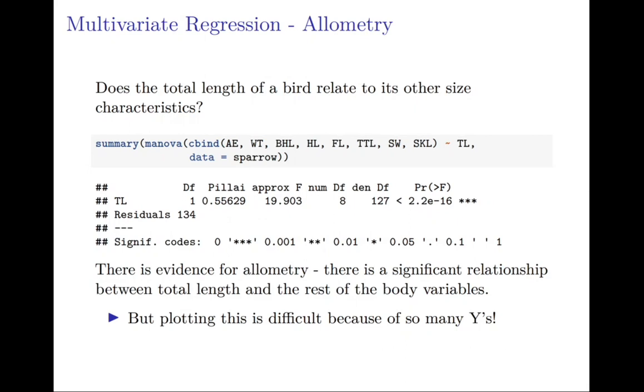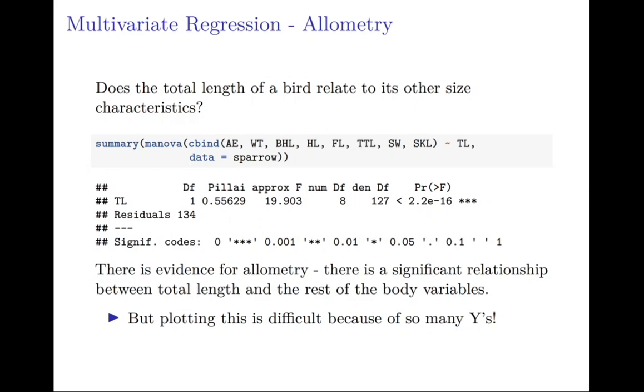So we're going to c-bind all of our variables except for that total length, because we want to know if total length is a good variable that allows for scaling for the whole body size. So could we just look at total length instead of all of these things? And total length is, of course, continuous, which is why we would have a multivariate regression. And so here we see that, yep, total length scales pretty well with the rest of the body size measurements, that matrix of y's. And so there's evidence for allometry. There's a significant relationship between total length and the rest of the body variables.